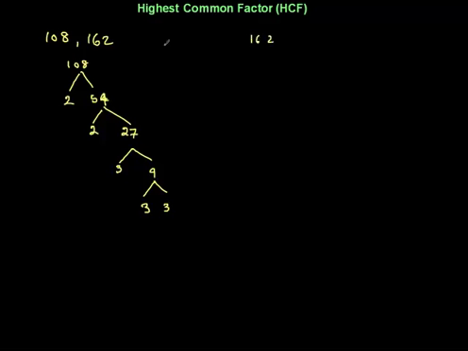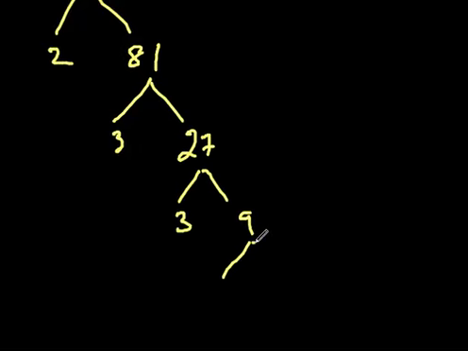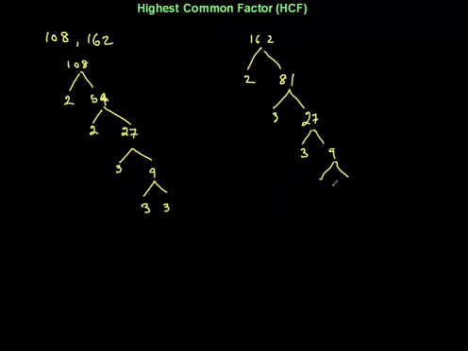I'm not going to write a list yet because we need to put one list on top of the other. So 2 and 81, yes, half of 162 is 81, and then 3 goes 27 times, and 3 goes 9 times, and then 3 and 3. Right, so these are the prime factors of 162.